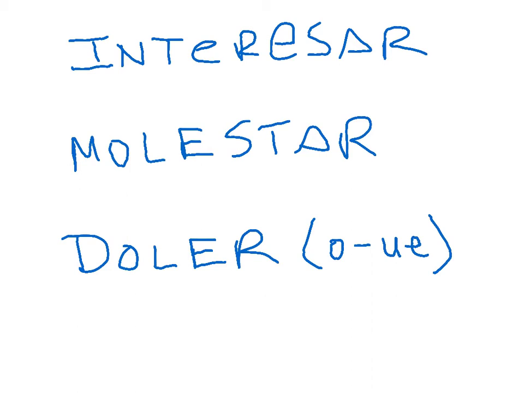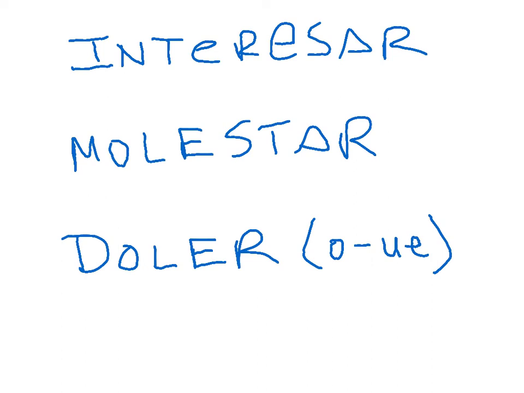The final thing we need to know then is that, well, if that's how gustar works, are there other verbs like it? And in fact, there are. For us in Spanish 2 right now, the three ones we'll see the most are interesar, which means to be interested in, molestar, which means to bother, and doler, which means to hurt. And doler, by the way, is an O to UE stem changer, which I'll also have a video on as well.